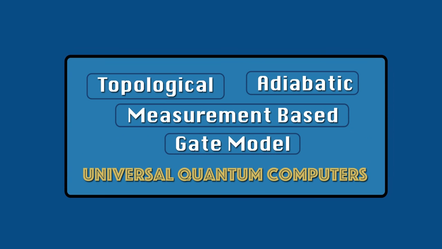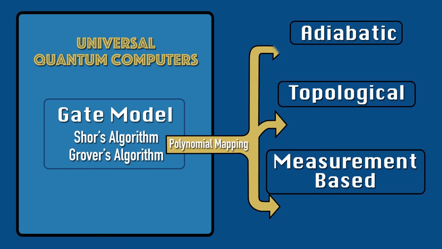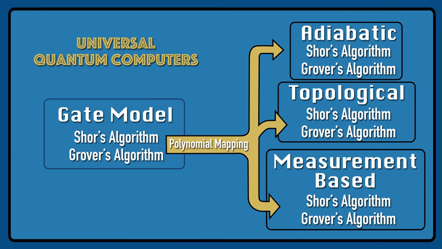So to be classified as a universal quantum computer, it needs to be shown that there's a mapping of the specialized gate model algorithms to these other forms, that it doesn't take up too much time. So there's a polynomial time mapping and a polynomial resource mapping from the gate model approach to these other approaches.